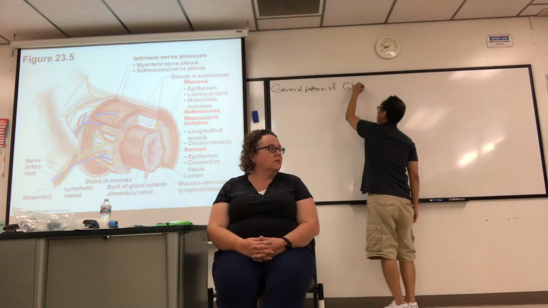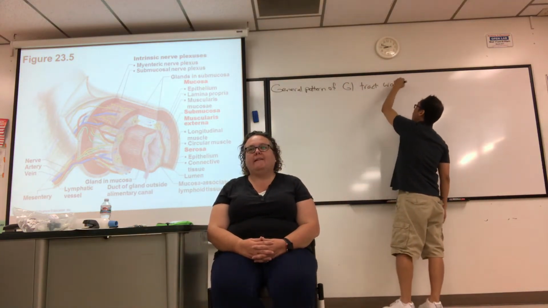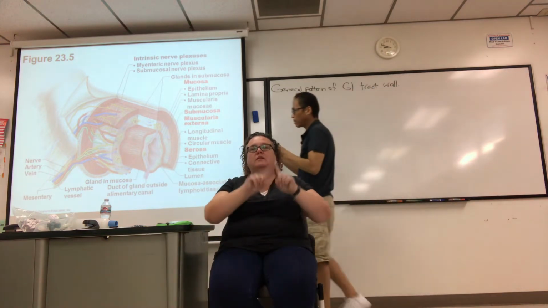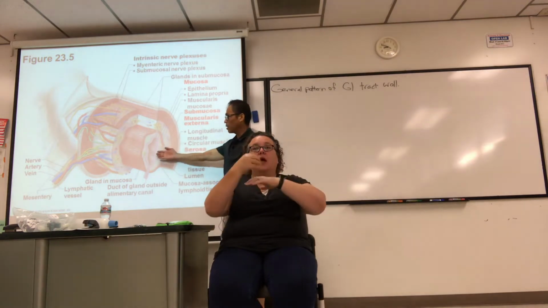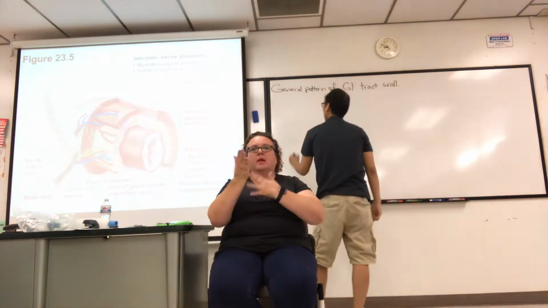This is the general pattern of the GI tract wall. What I'm showing you here are the different layers. Let's go from inside to outside. On the inside you've got the lumen. Food is passing through the lumen.